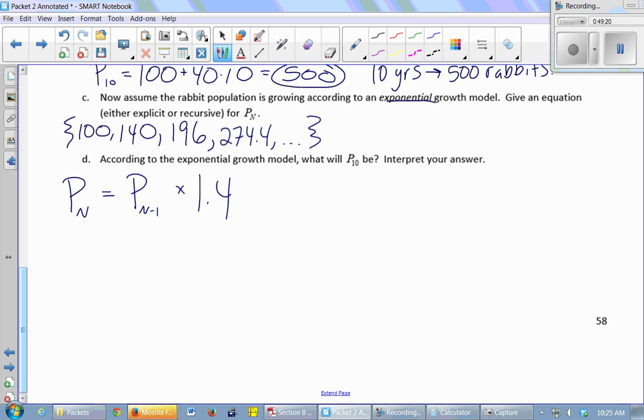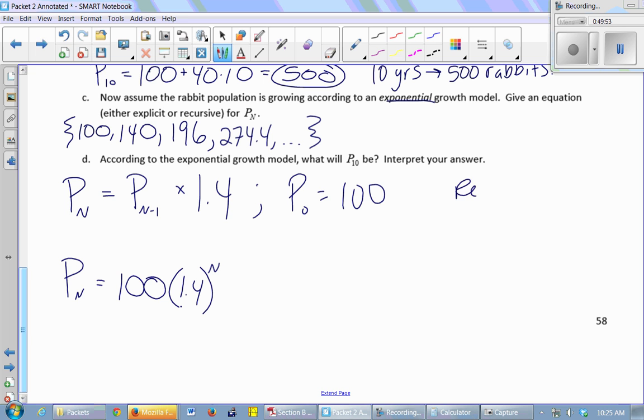times 1.4. And I should tell you the first number in the list is 100, right? And then my explicit formula, I would say you give the starting amount, start with 100, and then you're multiplying it by 1.4 over and over and over again, n times. How do you indicate times 1.4 times itself n times? To the n, yeah.